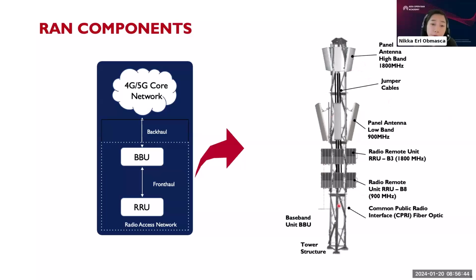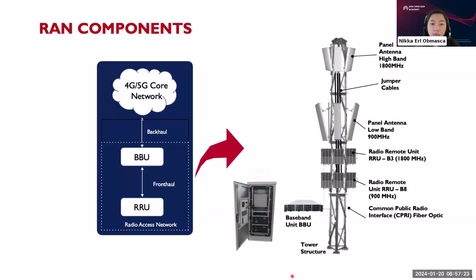These RAN components are connected by jumper cables and many different cables, which are made of coaxial or fiber optic materials. Now we have the baseband unit. What is a baseband unit? It is responsible for processing the digital signals received from the RRU and transmitting them to the core network. The BBU is typically located at the bottom of the tower structure, near the outdoor cabinet.